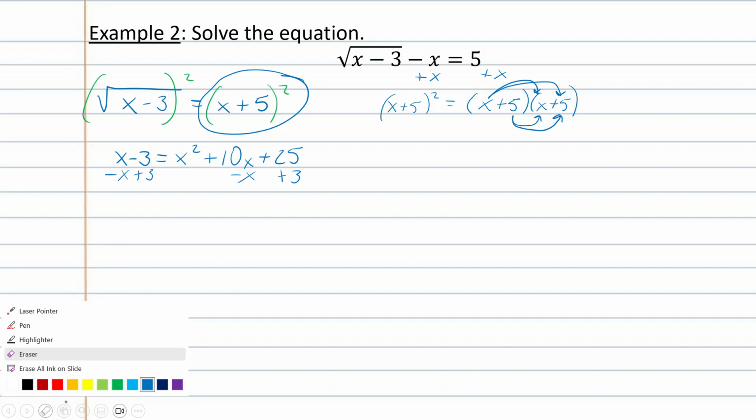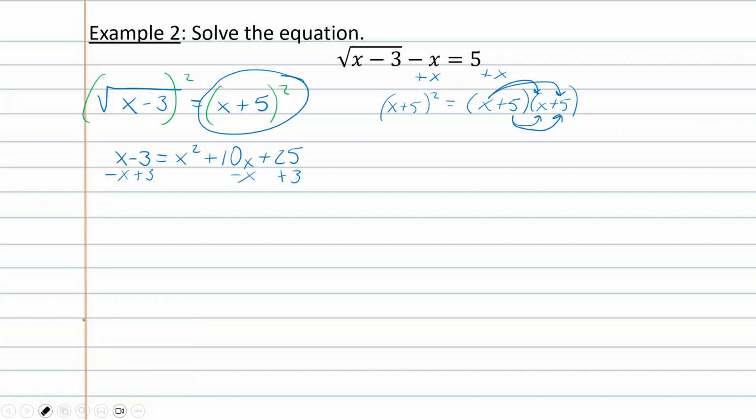It's going to give me a 0 on the left-hand side because I subtracted everything over that was on the left-hand side. It's going to give me an x squared plus 9x plus 28 on the right-hand side. Now I can try to factor this. Let's see if we can factor this.